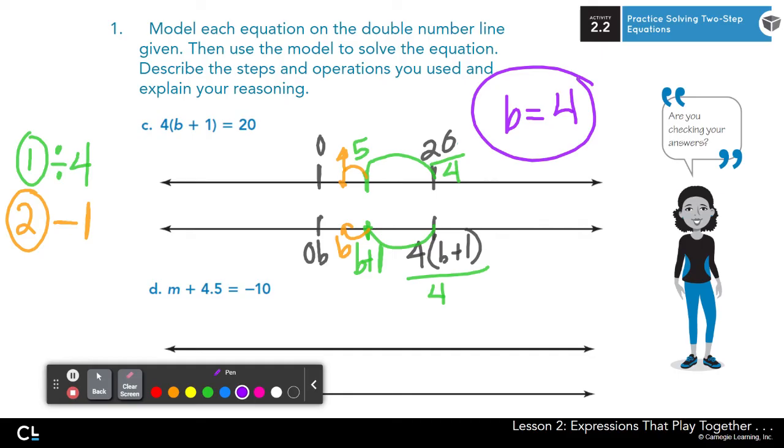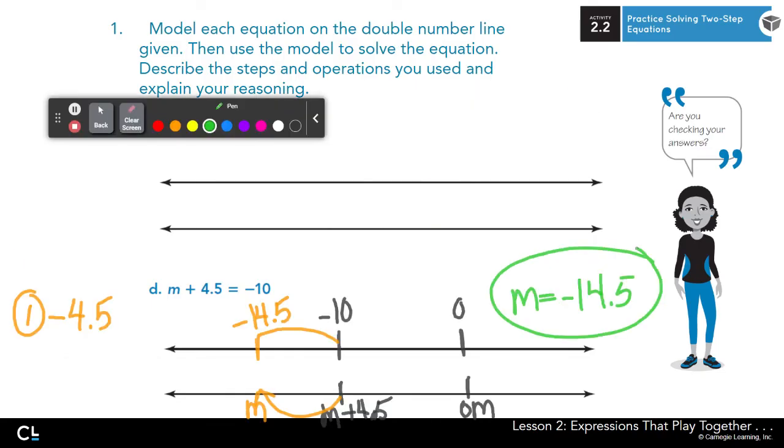And then the inverse of that plus 1 would be to subtract 1. When we subtract 1 from both sides, we are left with b is equal to 4. If you didn't get these notes down, or if you'd like to take these notes down specifically, go ahead and pause here.